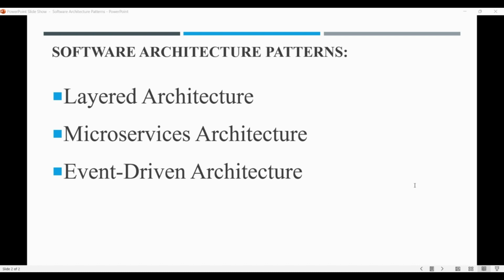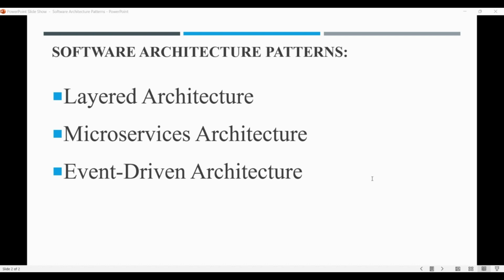And it also allows for easier and more frequent updates and deployments, which can help to reduce the development cost and improve the time to market. But it can also add complexity to the development and deployment process as well. And microservices architecture requires careful design and management to ensure the services work together effectively.